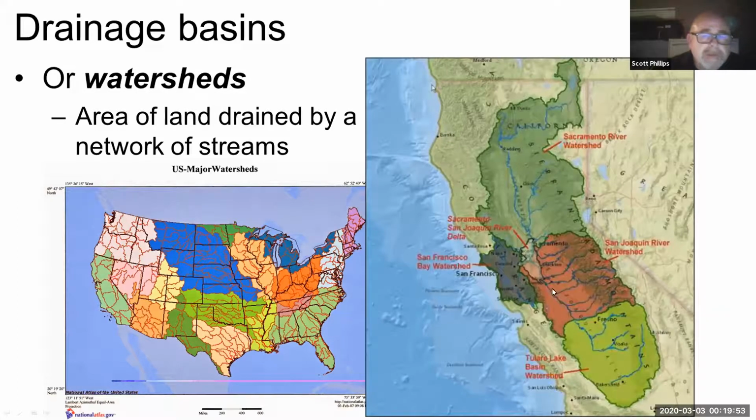Here's a bit closer view of the Central Valley ones. That includes the Sacramento River, San Francisco Bay watershed. This is the delta in between, where water from the Sacramento River meets up with the San Joaquin River. This is the area that's drained by the San Joaquin River. And this one's called the Tulare Lake Basin. This one's a little bit different, the Tulare Lake Basin.